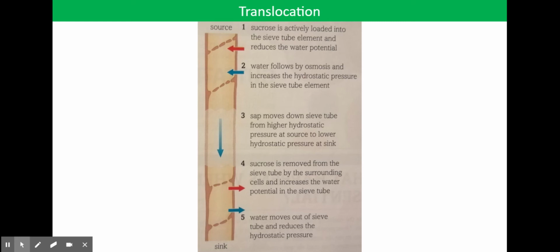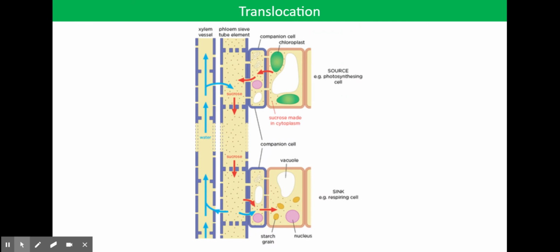Sugars made during photosynthesis are converted to sucrose and loaded into phloem sieve tubes. This occurs during late spring, summer, and early autumn, whilst the leaves are green. The sucrose is transported to other areas of the plant that may be growing, for example, the meristems, or to areas such as the roots for storage.